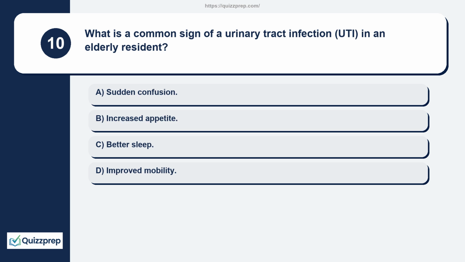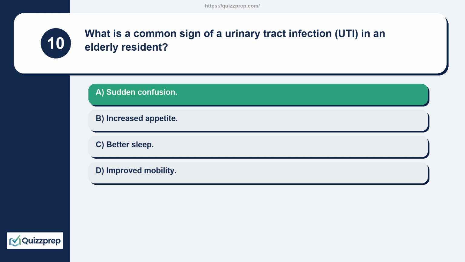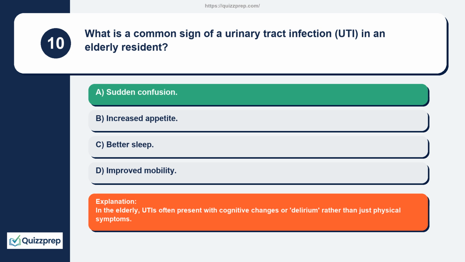Question 10. What is a common sign of a urinary tract infection, UTI, in an elderly resident? Sudden confusion, increased appetite, better sleep, improved mobility. In the elderly, UTI often presents with cognitive changes or delirium rather than just physical symptoms.